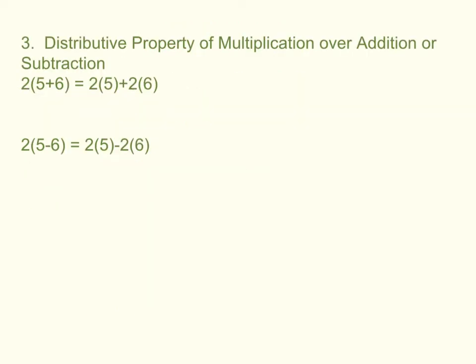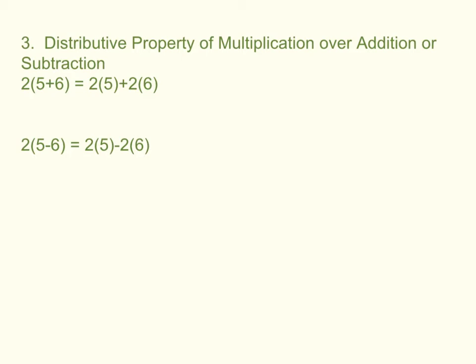The last property we'll be discussing is the distributive property of multiplication over addition or over subtraction. For example, 2 times the grouping (5 plus 6) is the same thing as 2 times 5 plus 2 times 6. What we're using here is the distributive property.